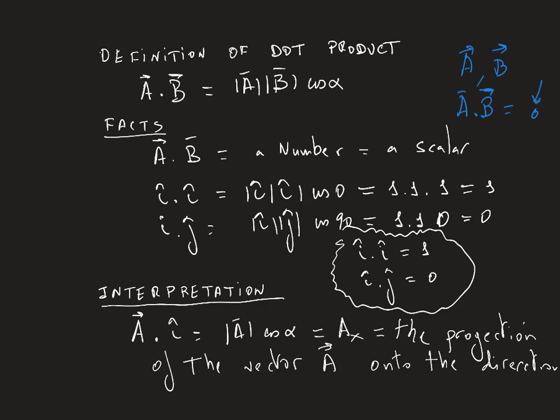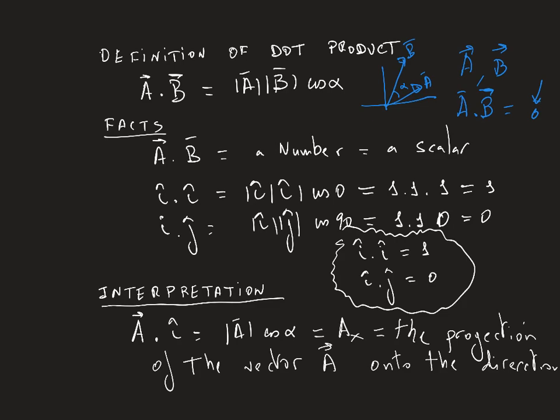So what is the definition of the dot product? The dot product of two vectors, A and B, is the magnitude of A by the magnitude of B by the cosine of the angle that they form. So if you have one vector A and one vector B, it is the magnitude of A by the magnitude of B by the cosine of the angle between them. So this is the definition of the dot product.